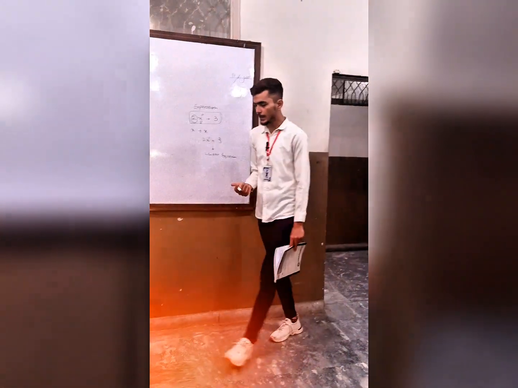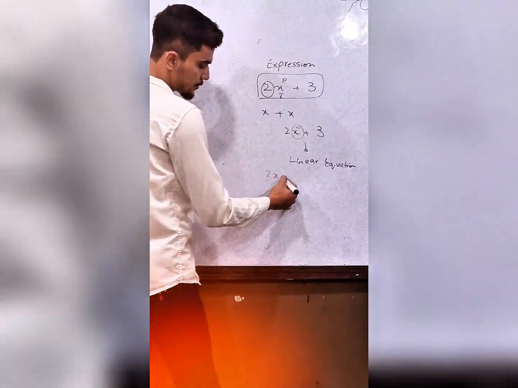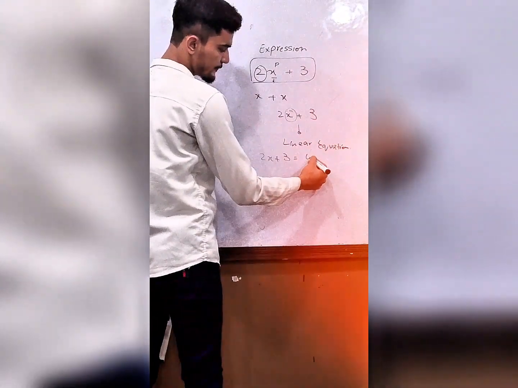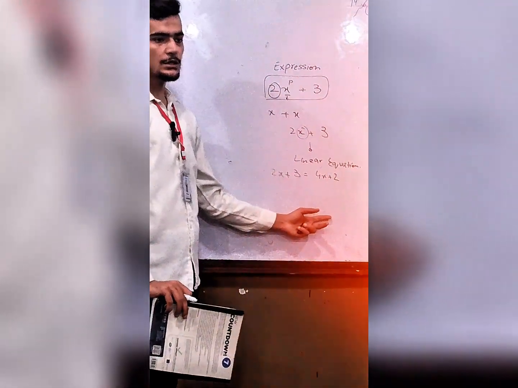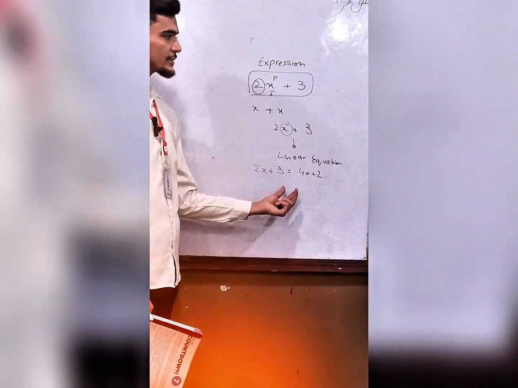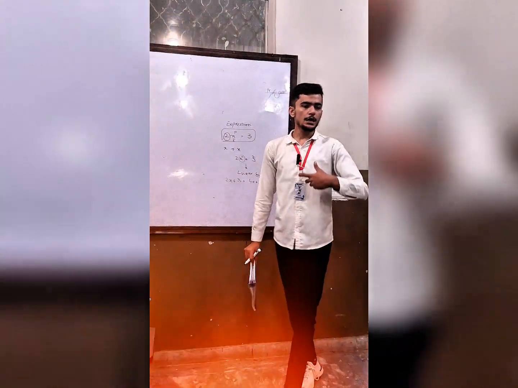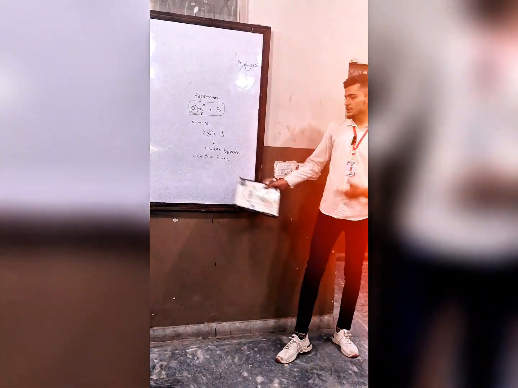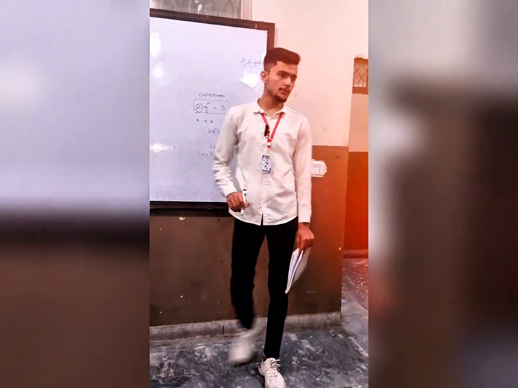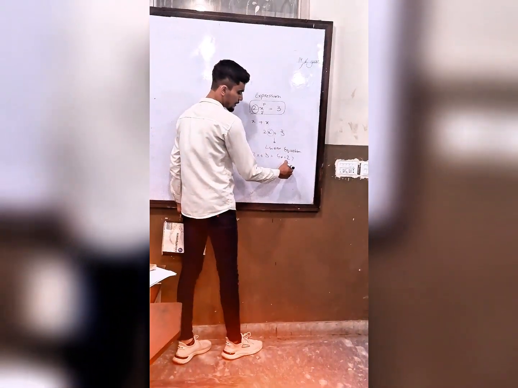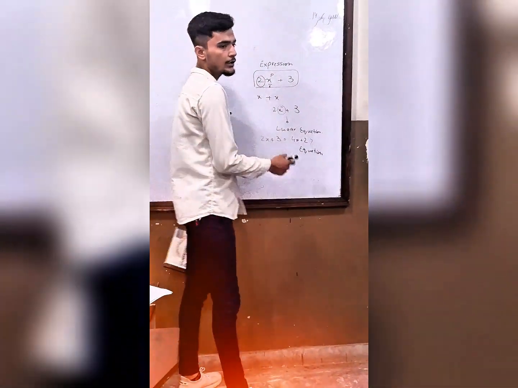For example, let's talk about equations. For example, 2x + 3 = 4x + 2. You can see there are two expressions, and in the middle of the two expressions the symbol is equal. So when we equalize two expressions, the form is called an equation. Equation means equality of two expressions.